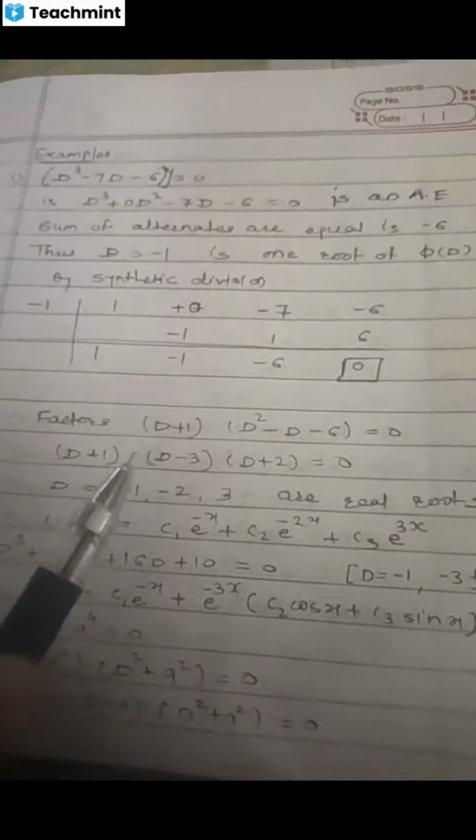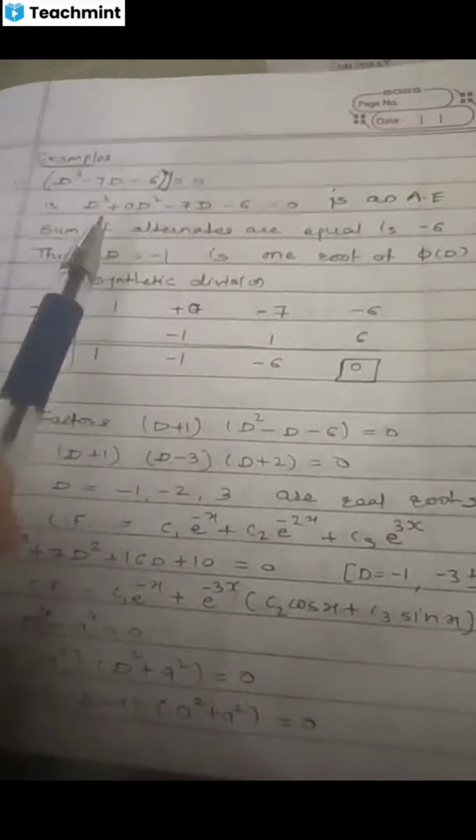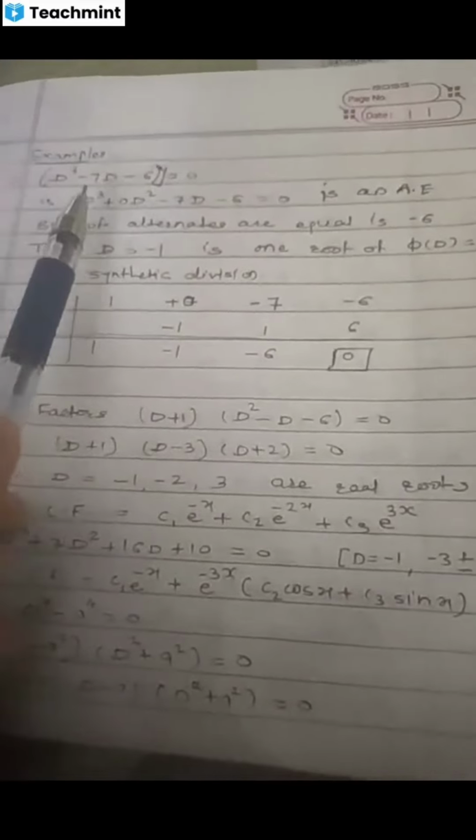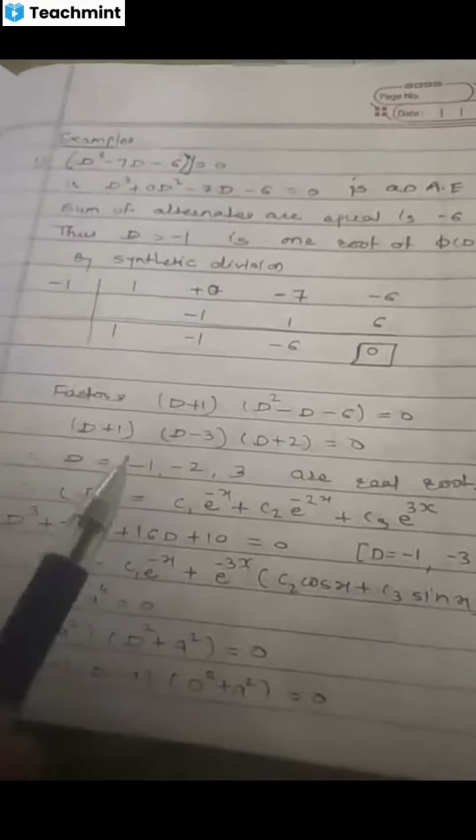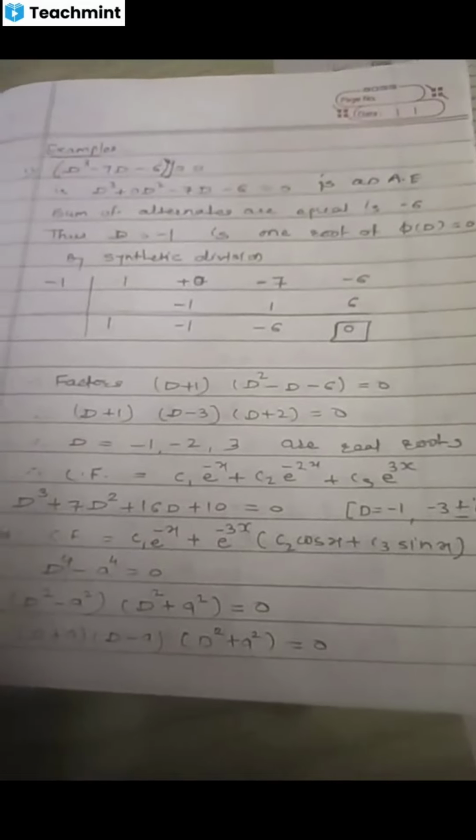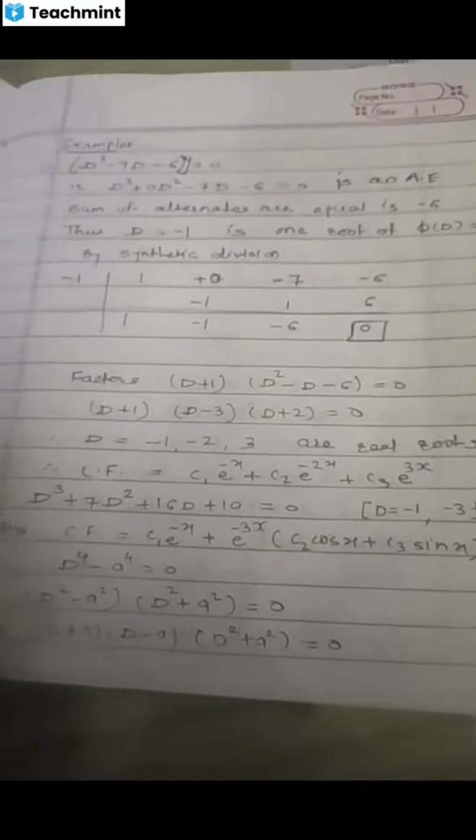Here there are 3 factors because the degree of the polynomial is 3. It means it is a differential equation of order 3. So it has 3 factors and so it contains 3 arbitrary constants c1, c2, c3. The number of arbitrary constants is equal to the order of the differential equation. So this criterion is fulfilled here.